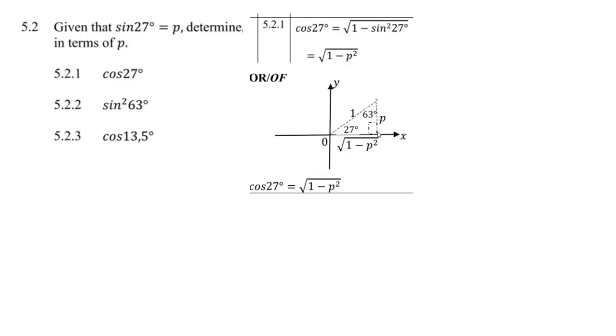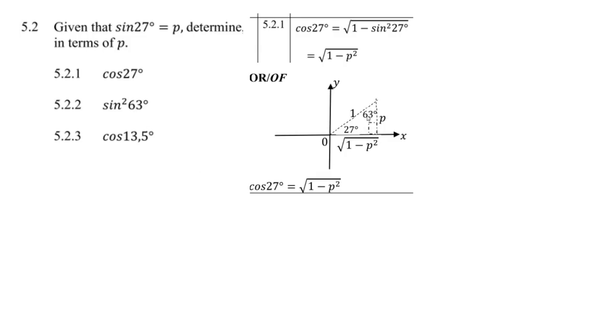Now, some people like to build a triangle. You're given that sine of 27 degrees is P over 1, opposite over hypotenuse. And then by Pythagoras, the hypotenuse squared minus the opposite side squared, and square root it. That would give us cosine, because it's root 1 minus P squared on this side, adjacent over hypotenuse. Hey, that works.